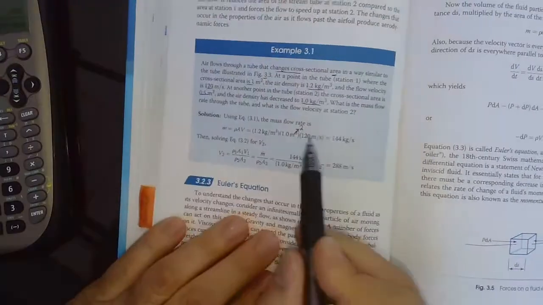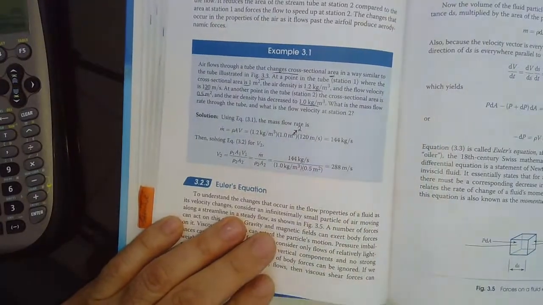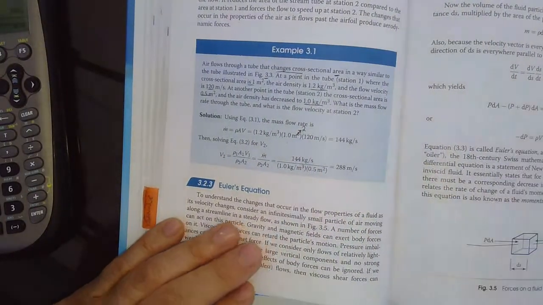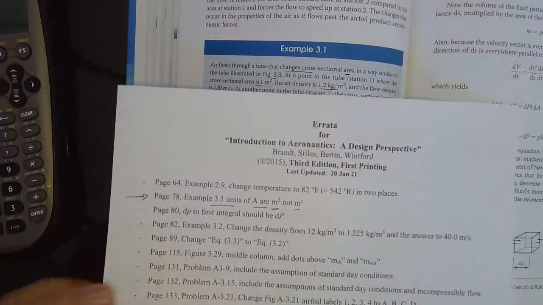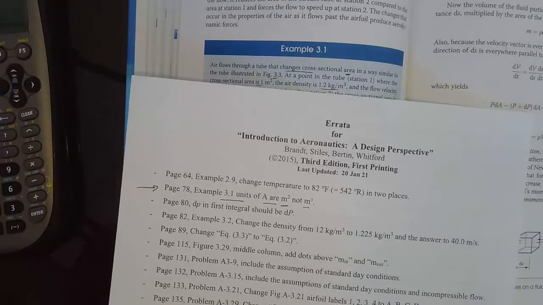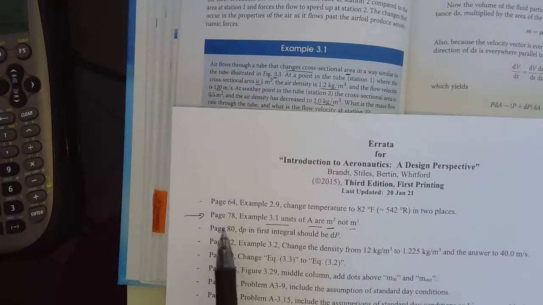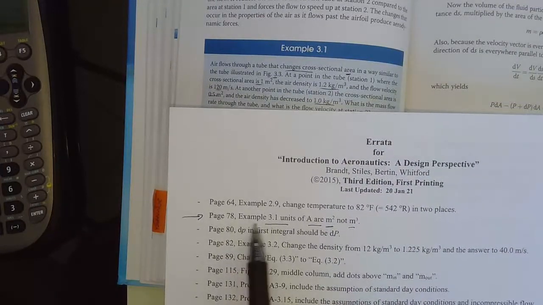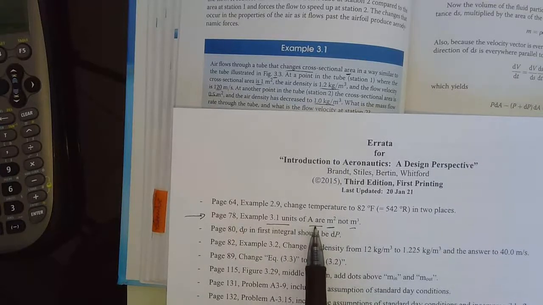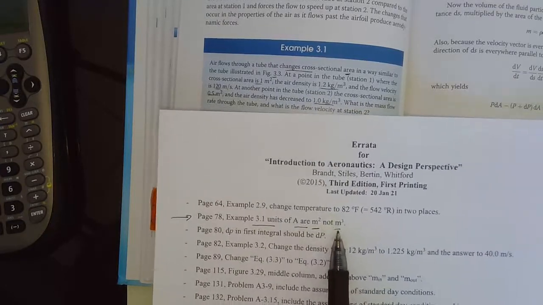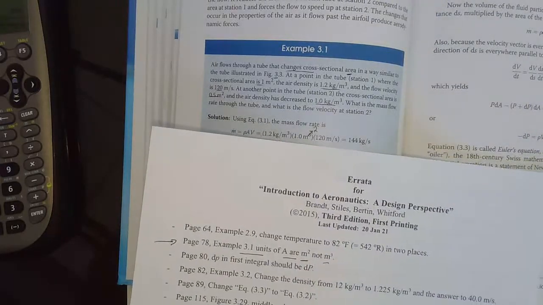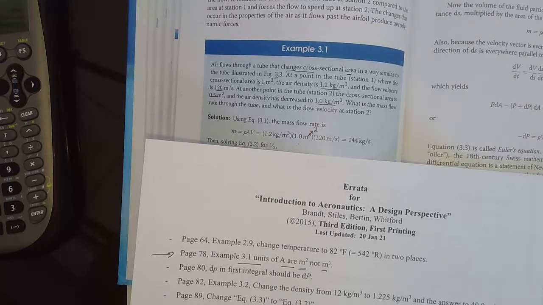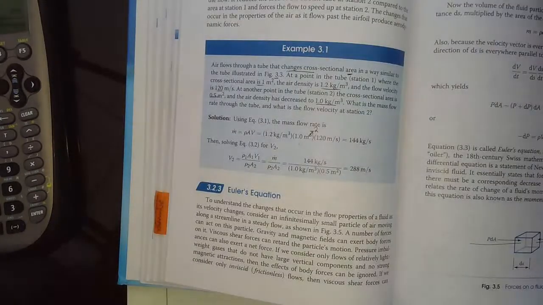You might notice right away that there's a correction here that I've made. And if you recall back, we have the textbook errata, which are the errors that we've found in the book and that we need to bring to your attention. And sure enough, right there, page 78, example 3.1, the units of area are meters squared, not meters cubed. And so I make that correction here for your knowledge, as well as you should be making these corrections in your text. So let's get started.